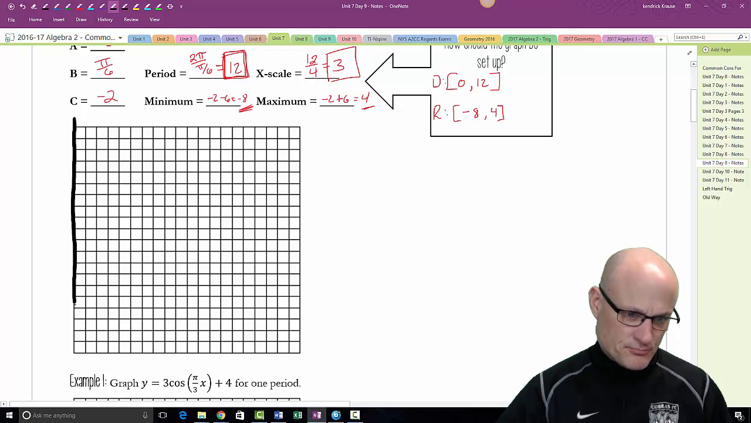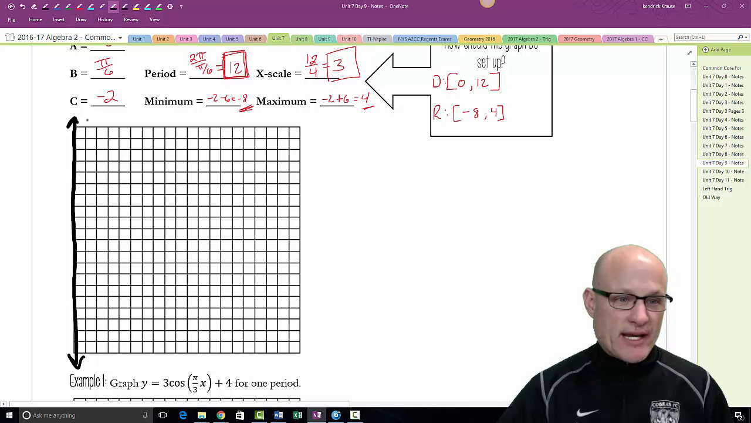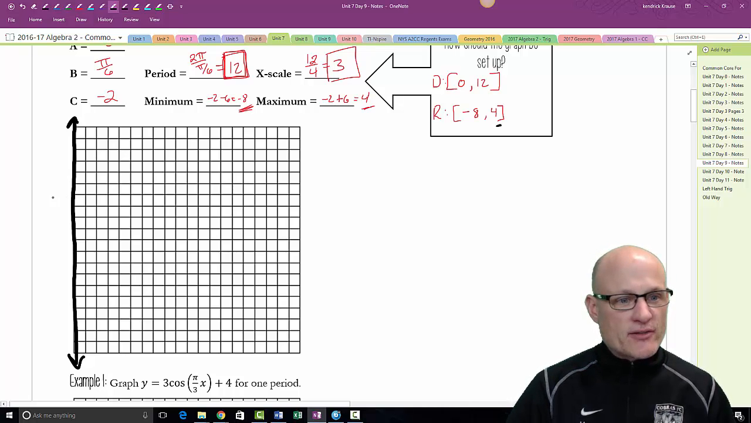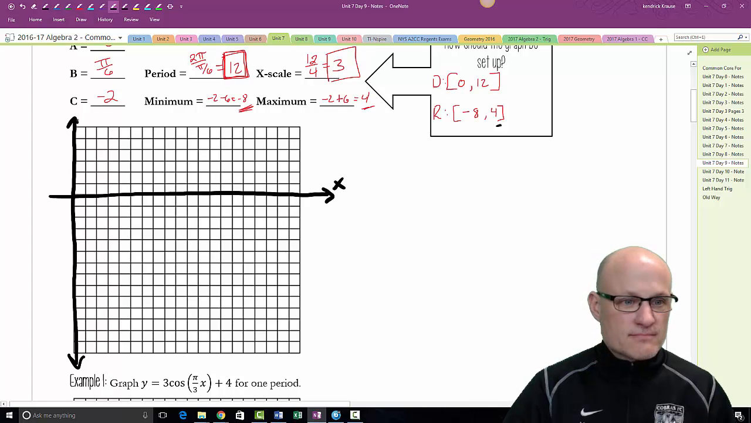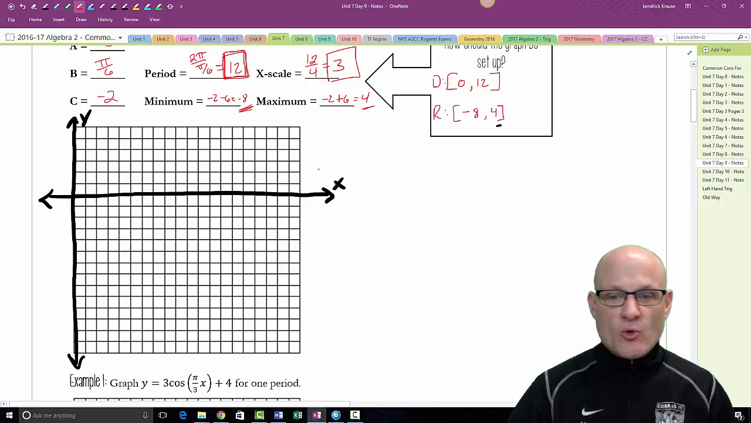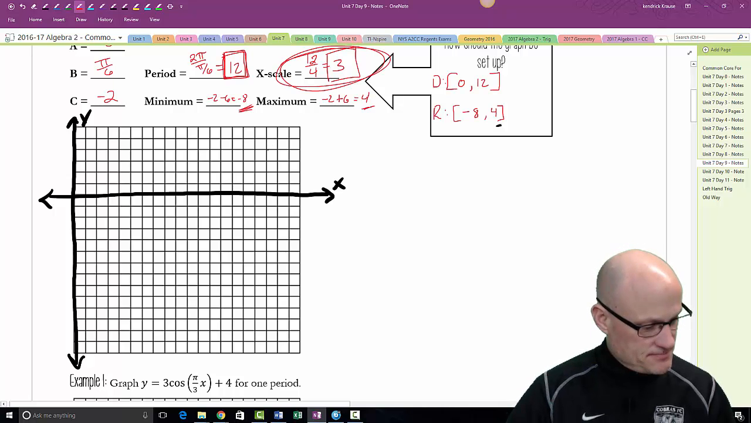It's not bad. Now, since I need more negative than positive, I only need 4 on the positive end, so I'm going to go down about 6 and put my x-axis there. So this is different than anything you've seen before. So we need to make our x scale every 3.